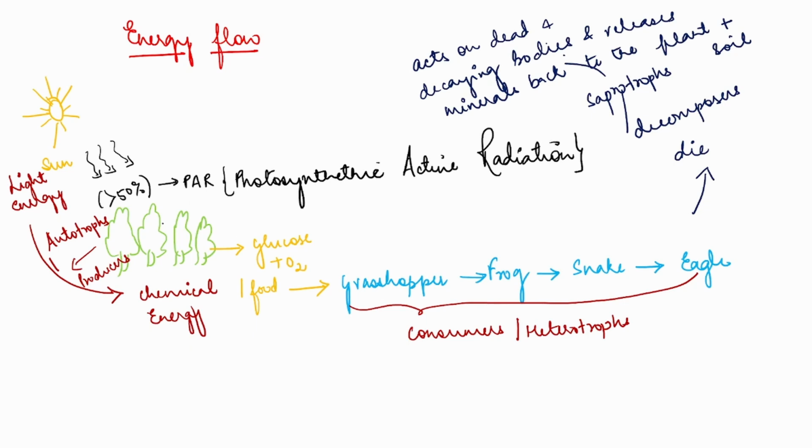Because it is only the plant which is capturing the sunlight and converting the sunlight into chemical energy, on which some other organisms, which we call consumers, are dependent. So if we define this interdependency of organisms on one another, we call it a food chain. And each of these organisms that participate in the food chain, we call them trophic level.